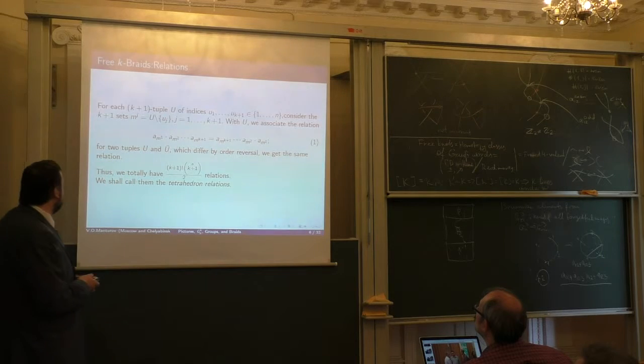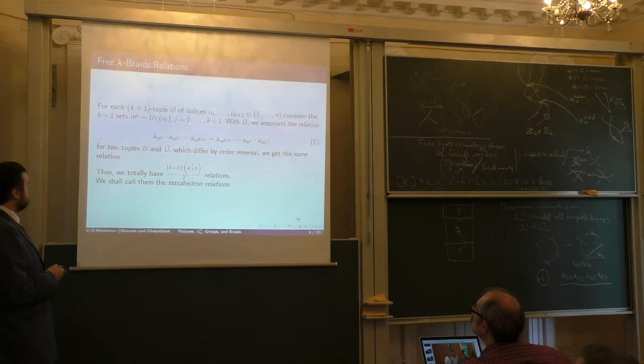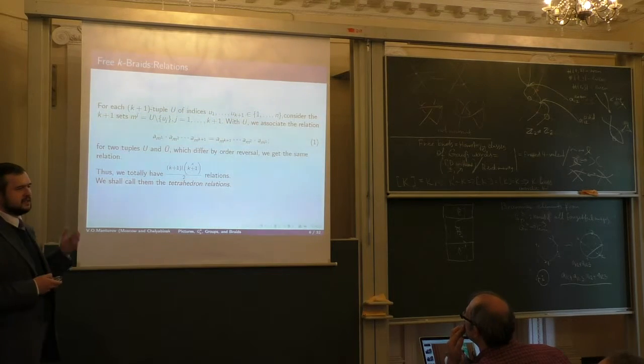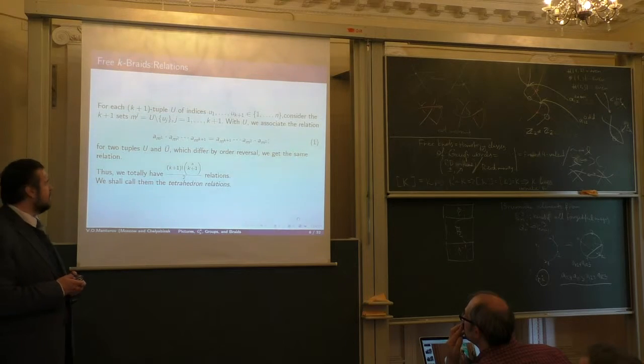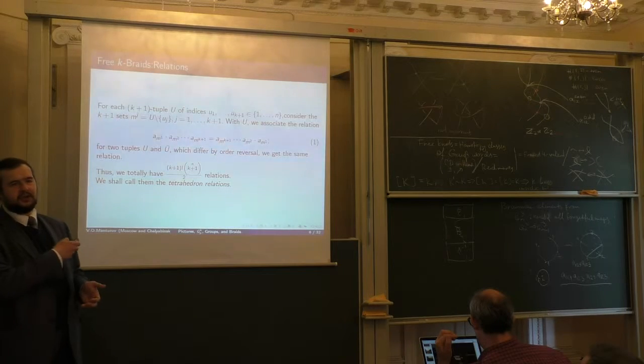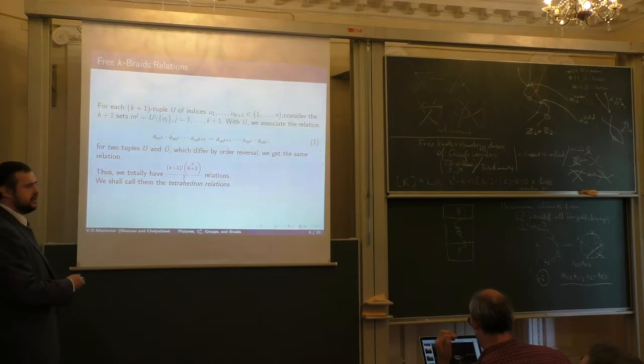Now I take some set of k plus 1 elements, and I take all subsets of cardinality k, and I take the product in arbitrary order, and I just write down the relation that this product is equal to the product of the opposite order. That's the first set of my relations.